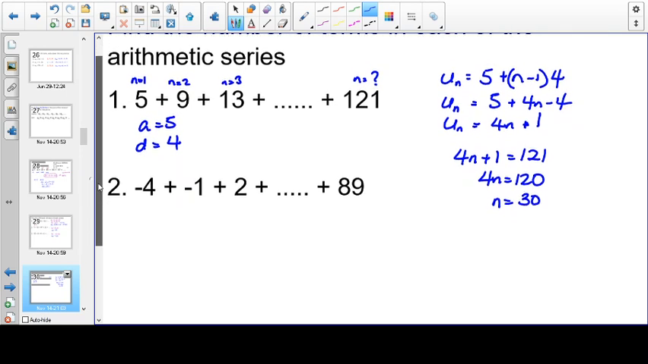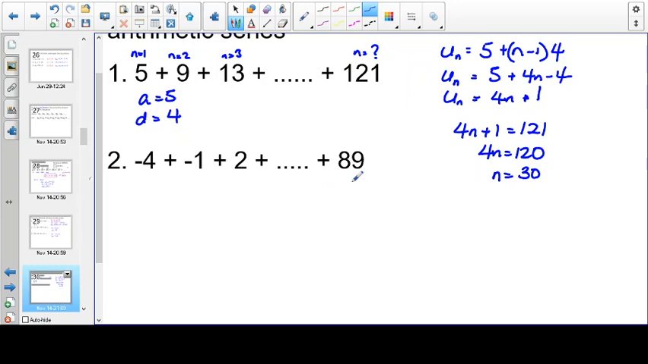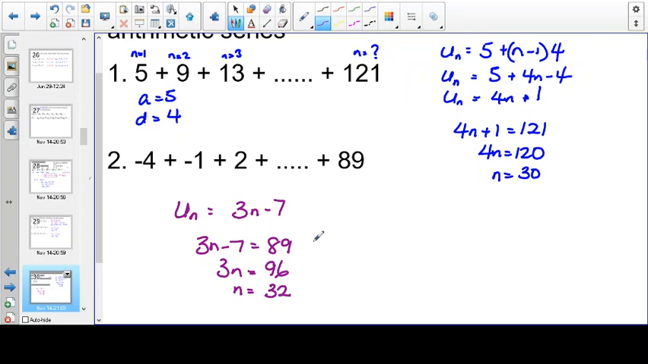Okay, so just have a little go at the second one. Pause the video. Okay, so this one, the nth term is 3n minus 7, and 89 is the last number, so 3n minus 7 equals 89, 3n equals 96, so n equals 32. So there must be 32 terms in that series.